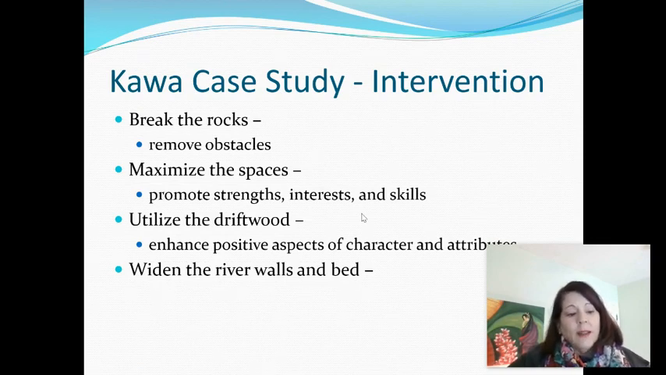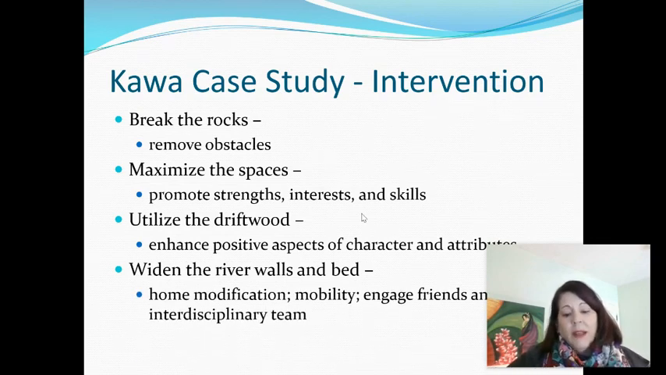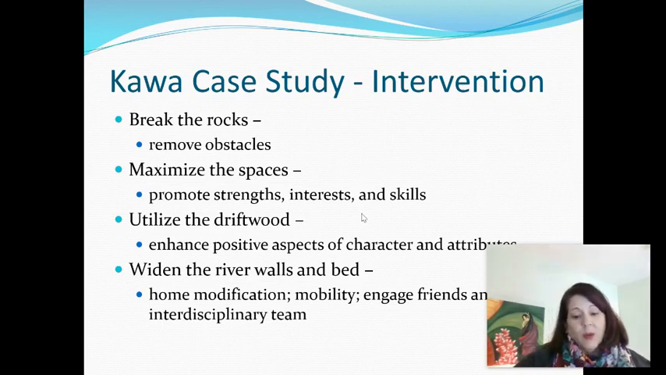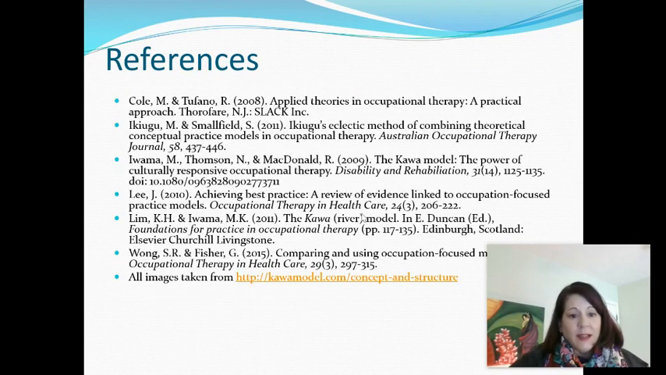And we're going to widen the river walls and bed. In other words, look at how we can improve the context in order to mobilize this person to being more engaged and in harmony with their environment. So it might be their friends, the interdisciplinary team, their physical context, any number of things that we would be focusing on in that aspect.